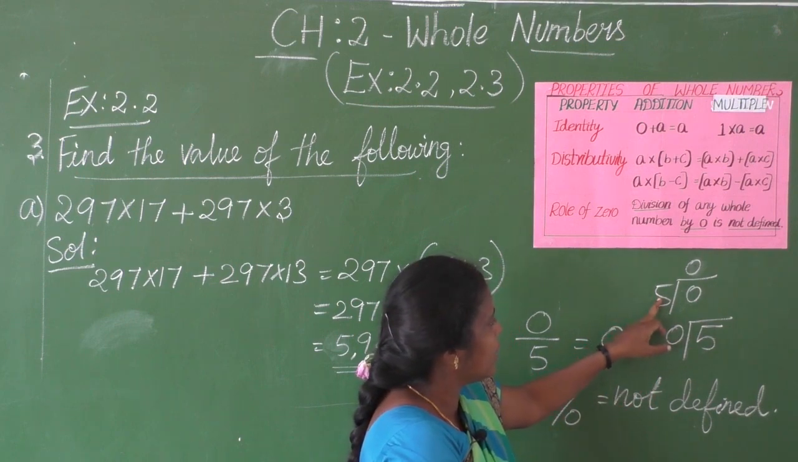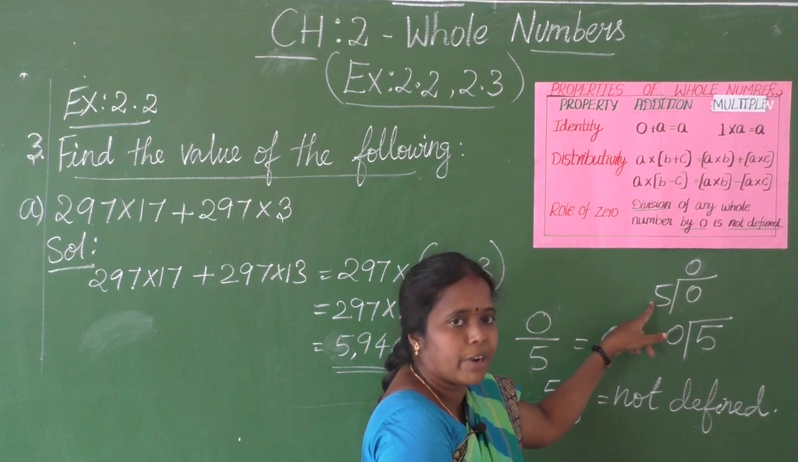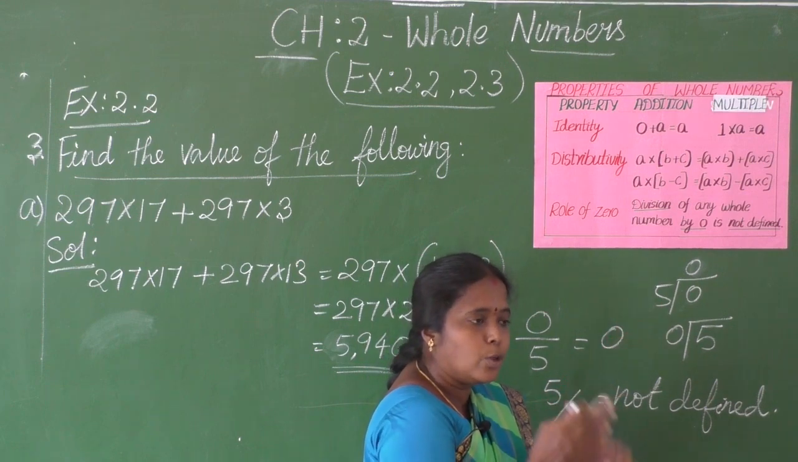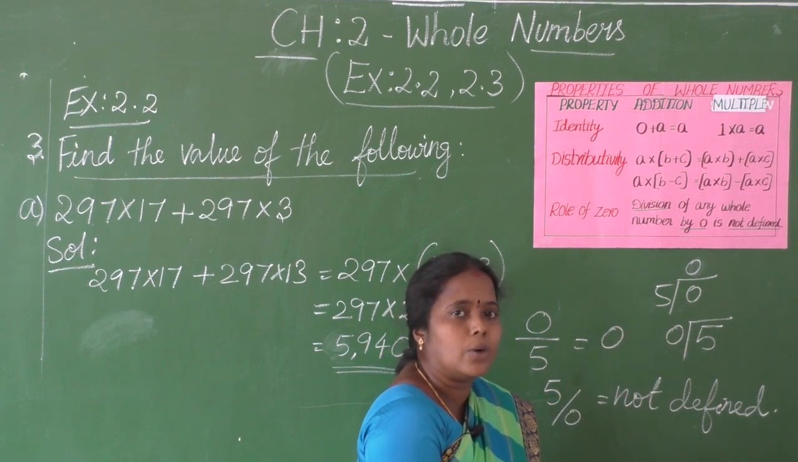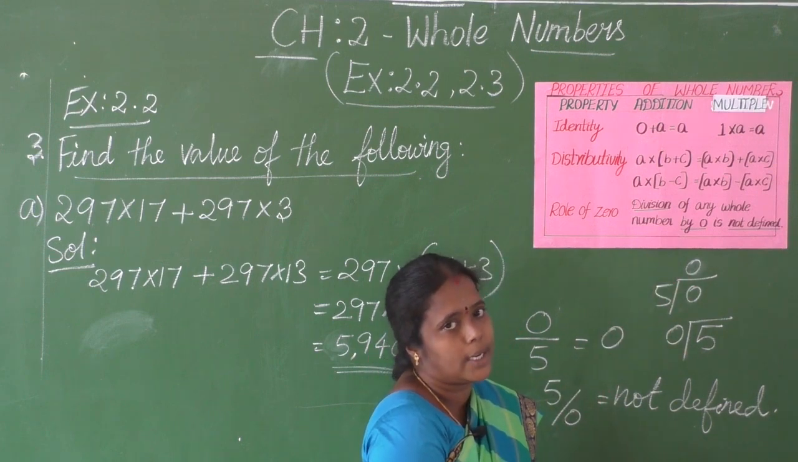Here you know the meaning. Nothing. No thing is there. No object is there. That you have to cut by 5. 5 times you have to cut. So if there is nothing, whether you cut 10 times, 8 times or 5 times, your answer is 0 only.